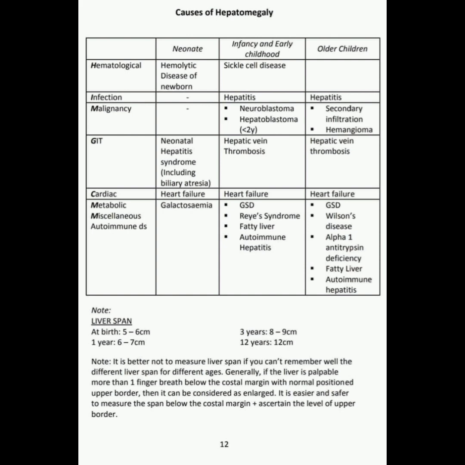Liver span at birth is 5 to 6 cm. At 1 year, liver span is 6 to 7 cm. At 3 years, 8 to 9 cm. And at 12 years, 12 cm liver span.